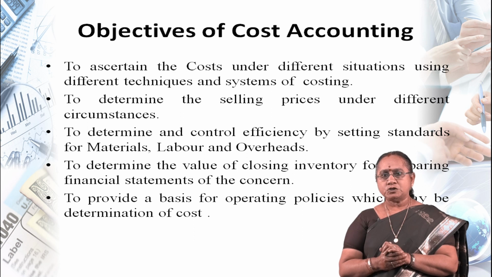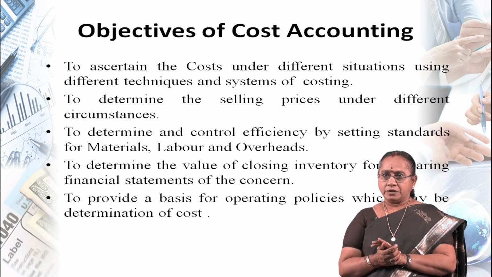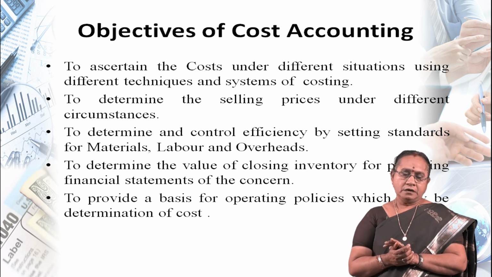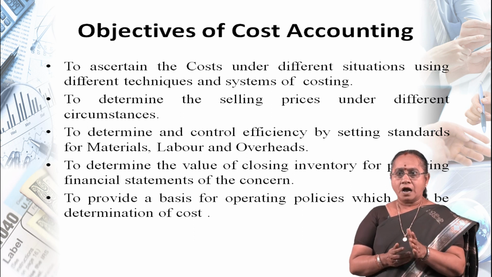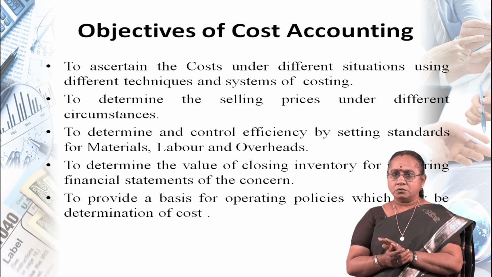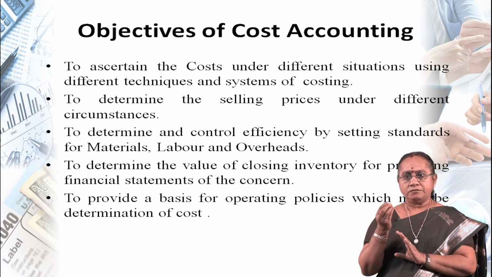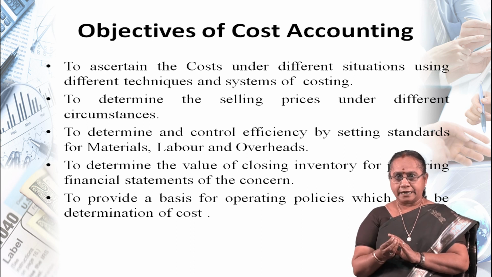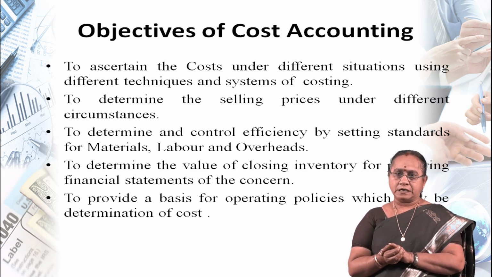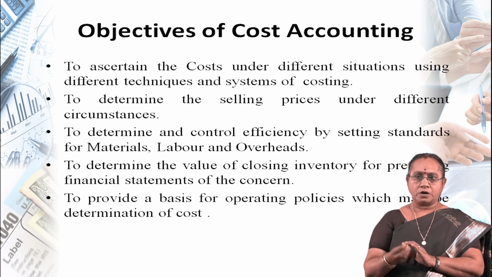Next, another objective of cost accounting is to determine the value of closing inventory for preparing financial statements of the concern. Inventory here refers not only to closing stock, but it also includes raw material, work in progress and finished goods. So the business firms can value the stock or the raw material or the work in progress at any time for preparing the financial statements of the concern.